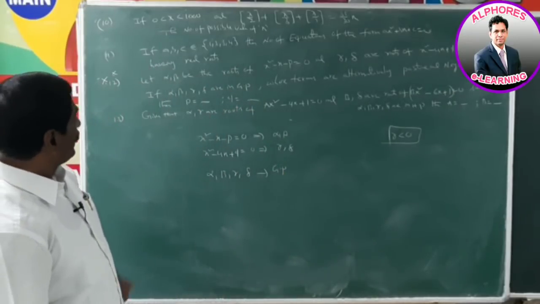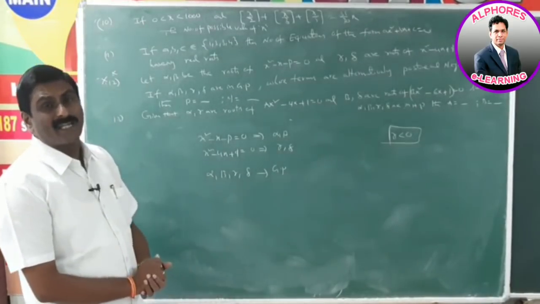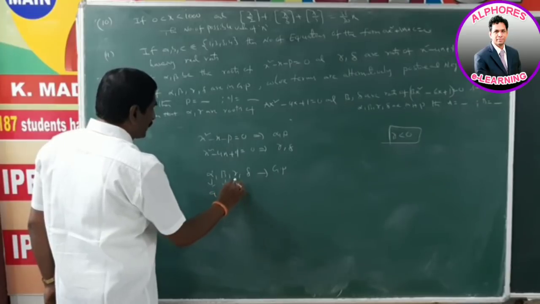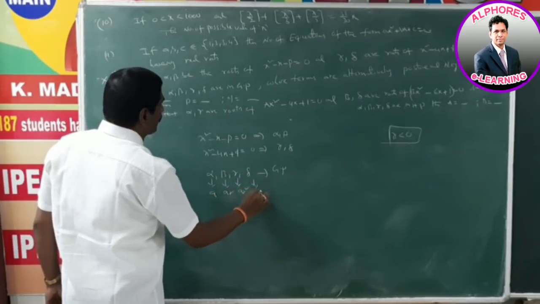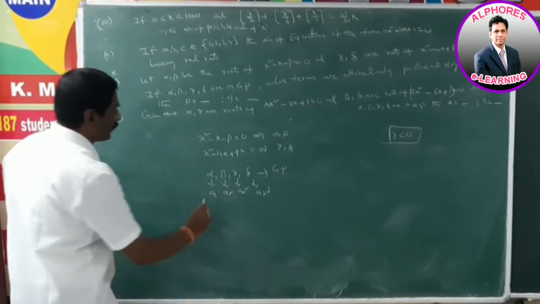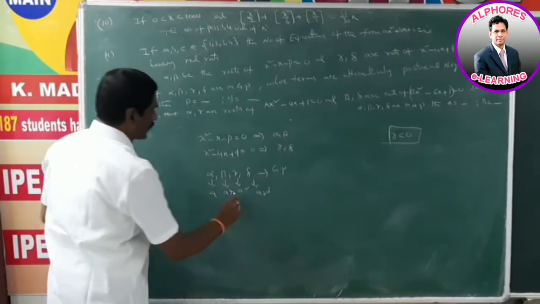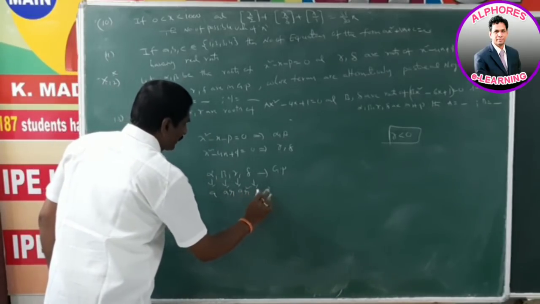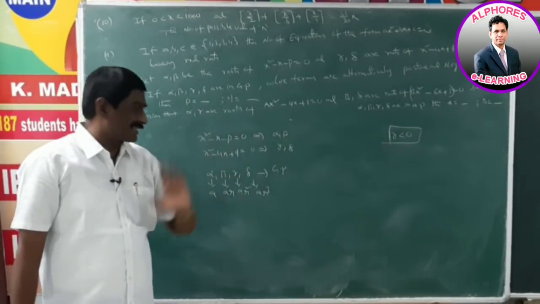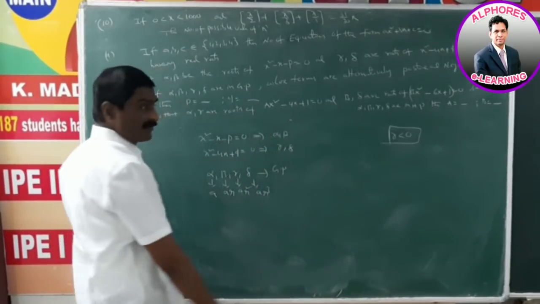Next, here alpha, beta, gamma, delta are in GP. The GP general form is A, AR, AR square. Say this is A, this is AR, this is AR square, this is AR cube. We take small r. So A, AR, AR square, AR cube are the terms in GP, and at the same time R is less than 0.